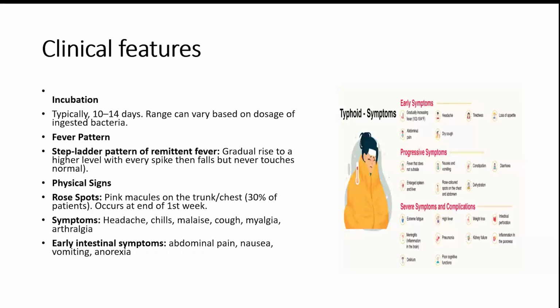In typhoid, there are also early intestinal symptoms. Many patients complain of abdominal pain, nausea, vomiting, and anorexia. So these constitutional symptoms of headache, chills, cough, myalgia, and arthralgia, along with intestinal symptoms like abdominal pain, nausea, and vomiting, and with that a classical step ladder pattern of fever, signify that very likely the patient is having typhoid.